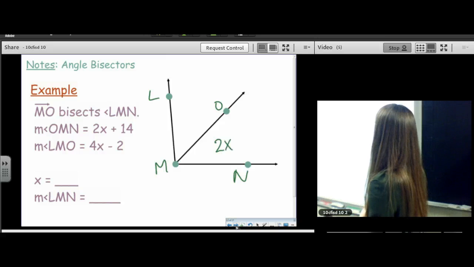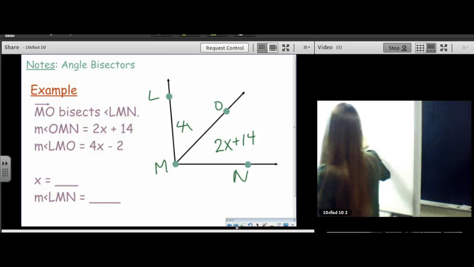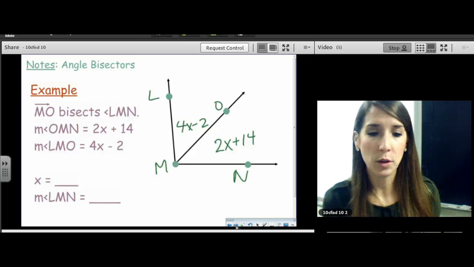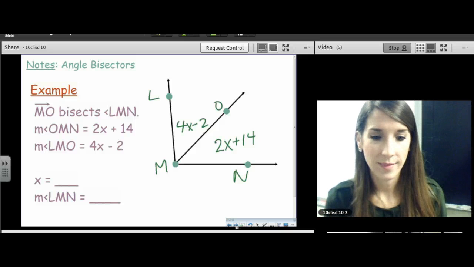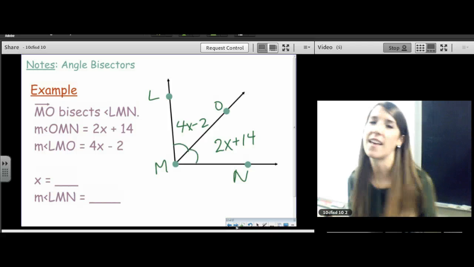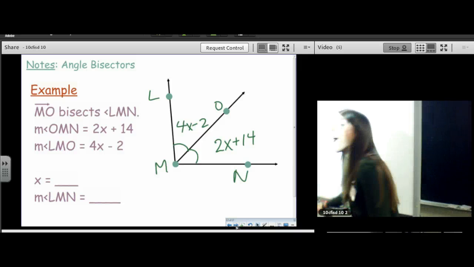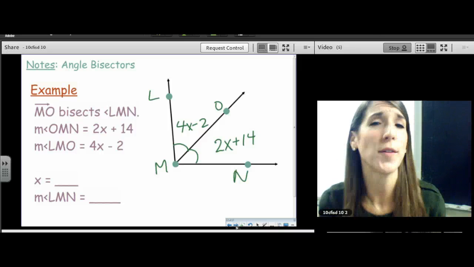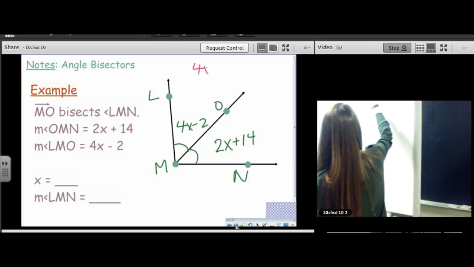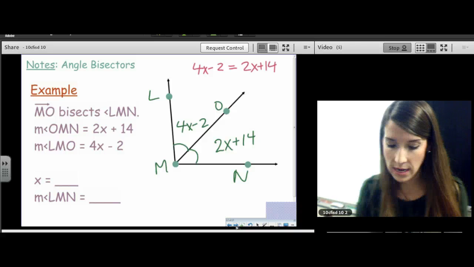OMN is 2x plus 14. LMO is 4x minus 2. I forgot something very important. Since MO is a bisector, what symbol should I add to my picture? Arcs. Arc, arc. Anyways, you add arcs to your picture. Now I've got the half and the half. They're perfectly equal, the exact same angle. Therefore, I can set them equal: 4x minus 2 equals 2x plus 14. And now this is super easy.